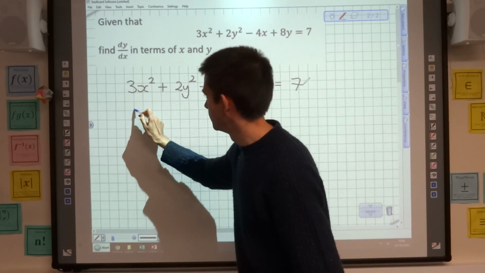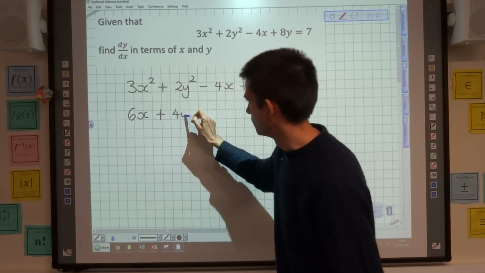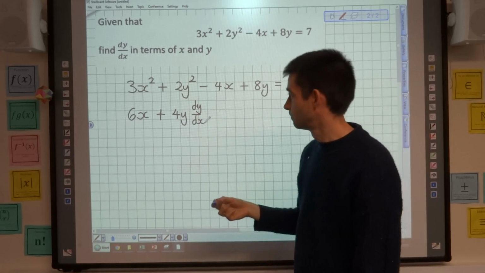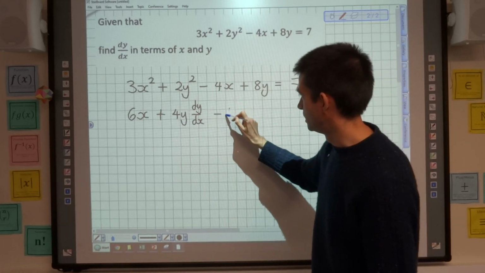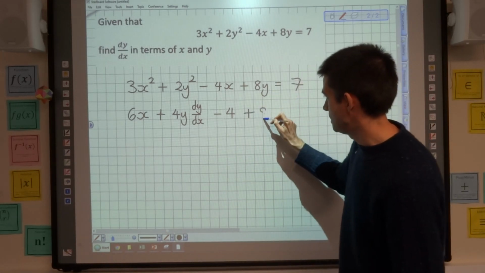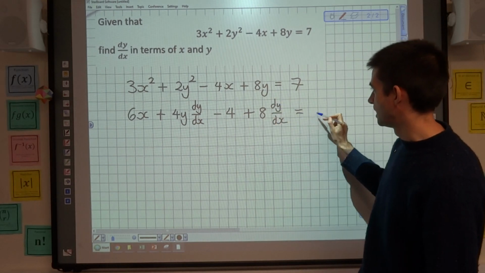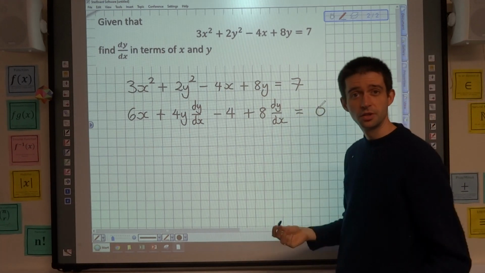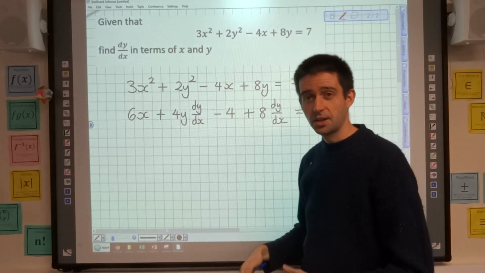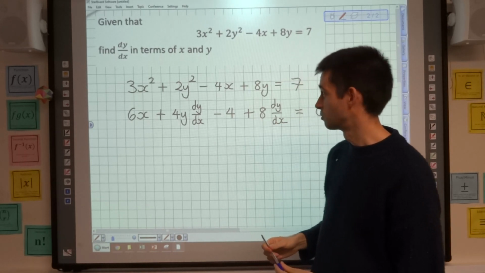So 3x squared is going to differentiate to 6x. 2y squared is going to differentiate to 4y dy/dx because I'm differentiating in terms of x. Negative 4x is just going to differentiate to negative 4. 8y is going to differentiate to 8, but I will also have a dy/dx with that term. And that is going to equal 0 because when you differentiate constants you get 0. But what I've been asked to do is find dy/dx in terms of x and y, so I now need to rearrange this so that I can make dy/dx the subject of this expression.